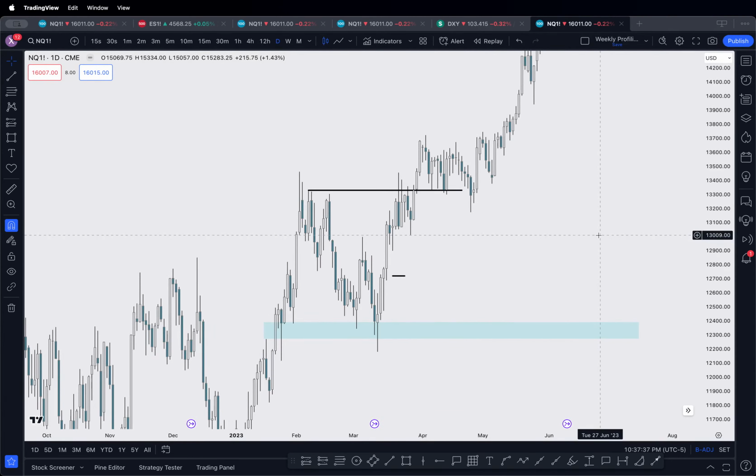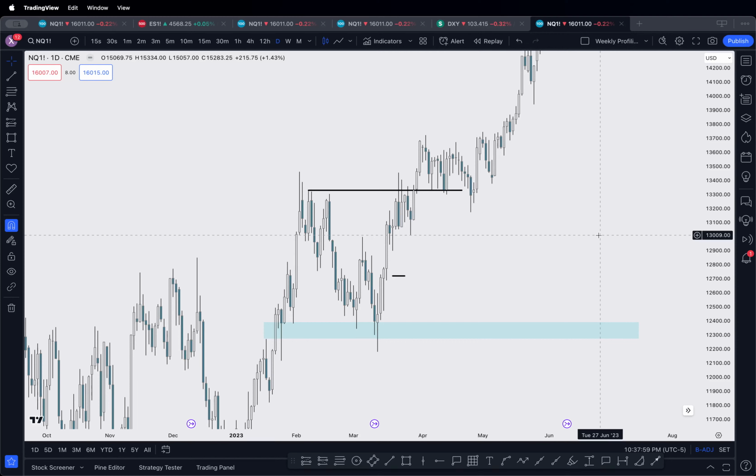So there's different words, right? Some words people use are bias, narrative, and sentiment. Do you know the difference between the three? No. So bias is where is price likely to go today. That's a good word for bias. Narrative is what the higher time frame chart is telling us about the delivery of price.